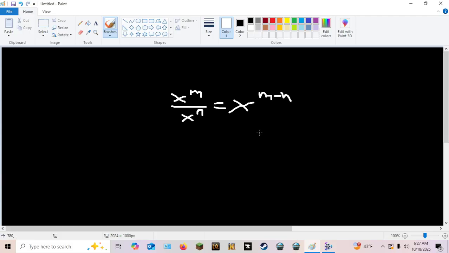But let's go do an example. What is 2 raised to the 9th power over 2 cubed? This actually equals 9 minus 3. 2 raised to the 9 minus 3 equals 2 raised to the 6th power, which equals 64.